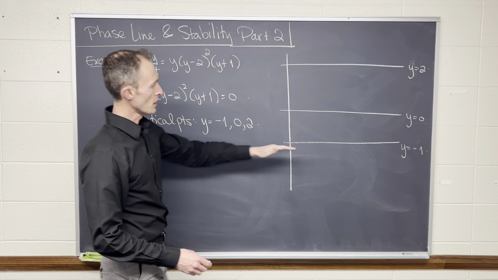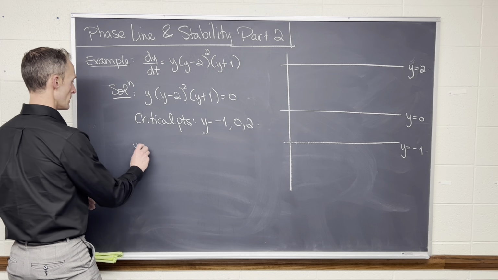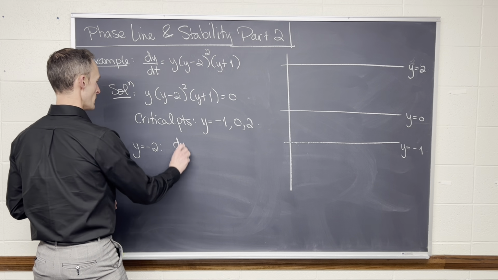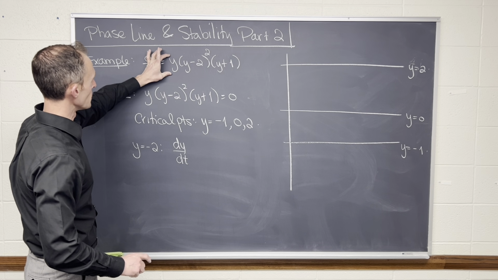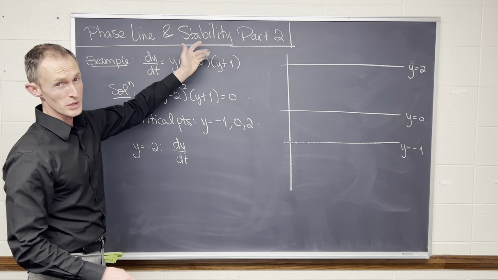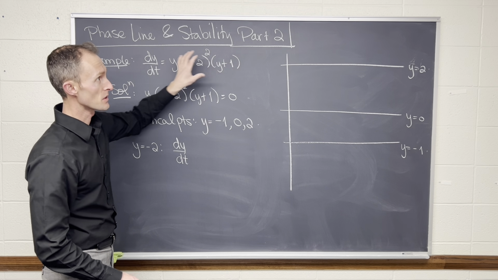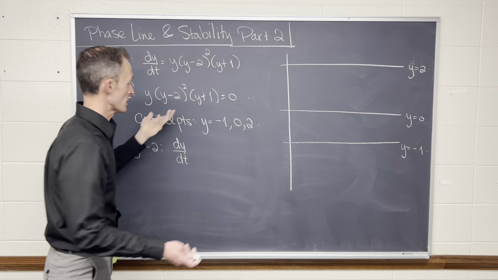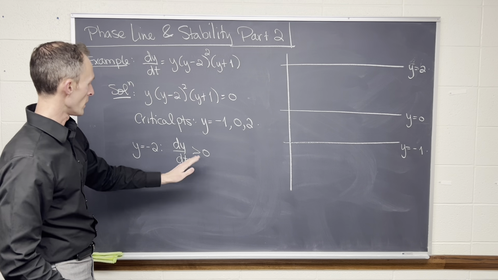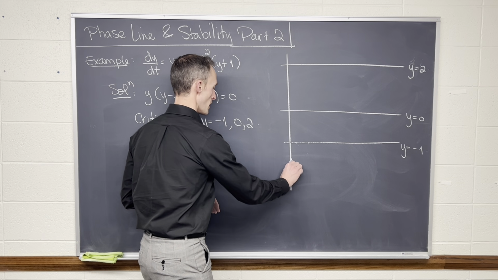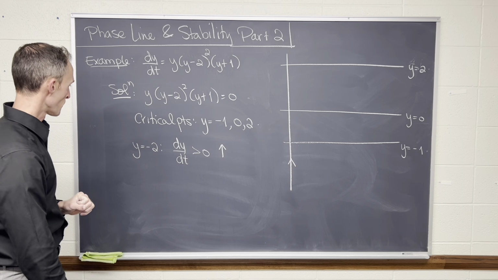So let's pick something below. If I choose something like y is negative 2, then what is dy/dt going to be? Well, let's see. This is going to be negative 2. Okay, this is something squared, which is always positive. So this is negative times positive times negative. So what's negative, positive, negative? That's positive in total. Okay, so that means everything below negative 1 has a positive slope, so the arrow goes up. Okay, remember that indicates a positive arrow, or an arrow pointing upwards, sorry.